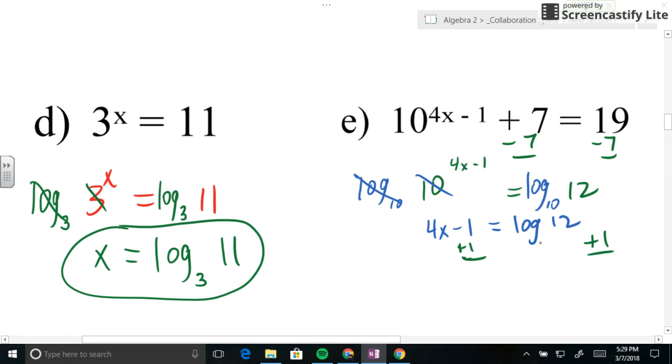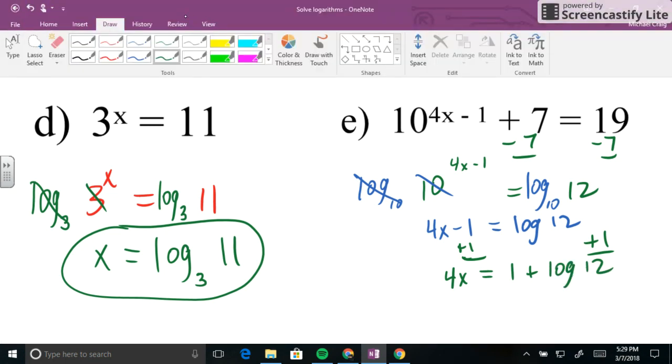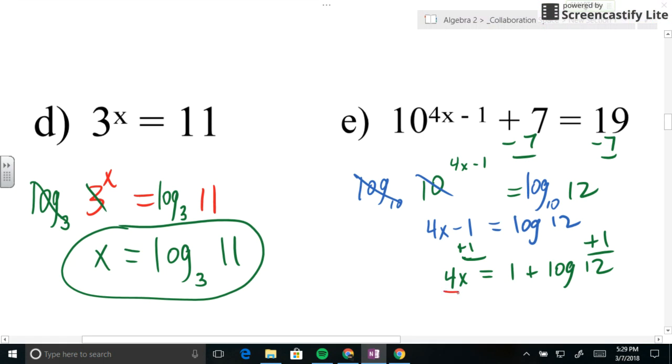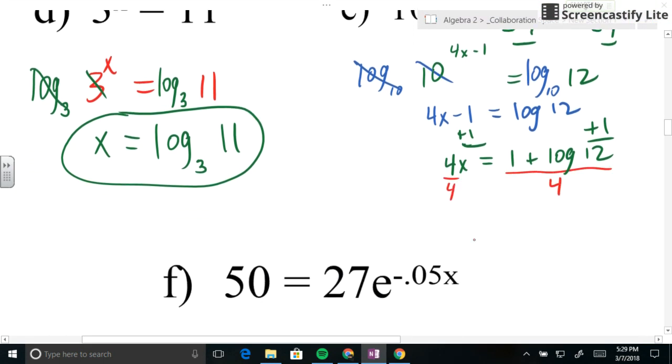Now, log base 10 of 12 is an operation itself, so I can't add 1 to 12 because I've got to take the log of 12 first. So when I do this, I'm going to get 4x equals 1 plus log of 12. Now I still have to get rid of the 4. So to get rid of the 4, we're going to divide by 4, and we have to divide everything by 4. And when we do that, we will get x equals 1 plus log of 12 all divided by 4.